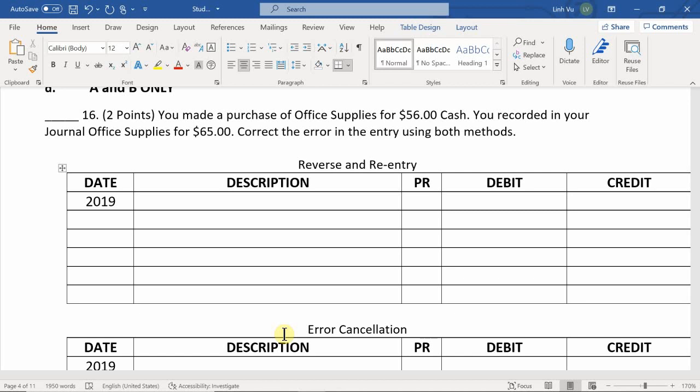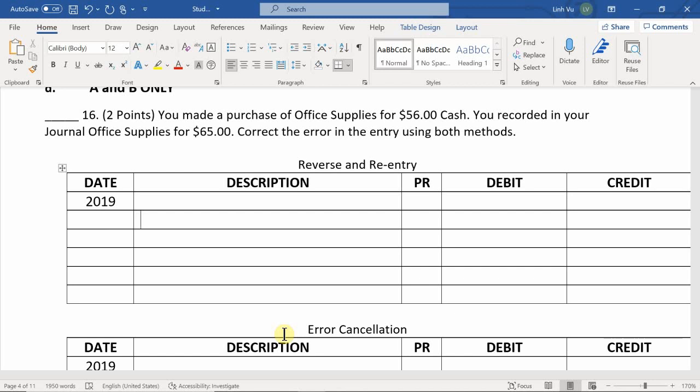You enter the transaction first, no? So in this case, we already did enter the transaction, right? We already entered it in as 65. Now we need to fix the error. So we already did the transaction there. But you have to journalize the transaction.